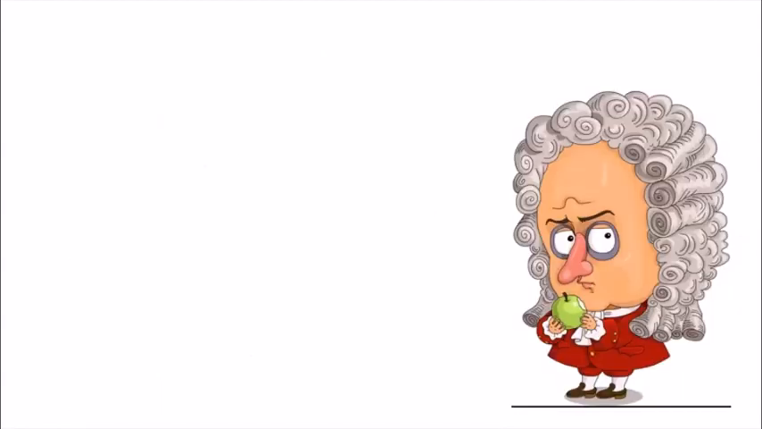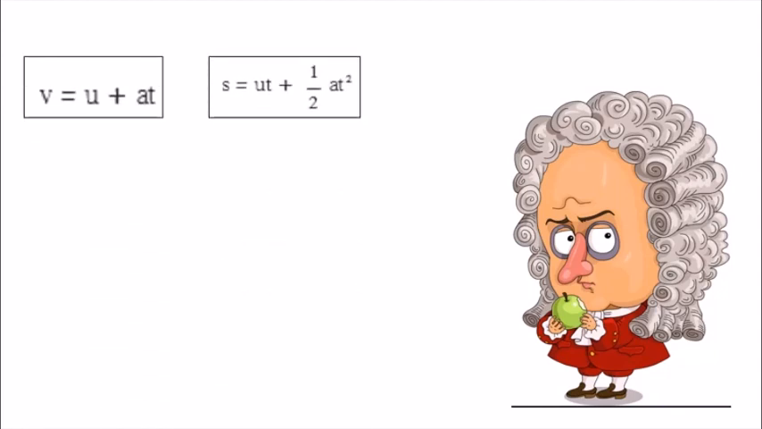So these were the three equations of motion given by Newton. We have learned the three equations. First was V is equal to U plus AT, S is equal to UT plus half AT square, and V square is equal to U square plus 2AS.